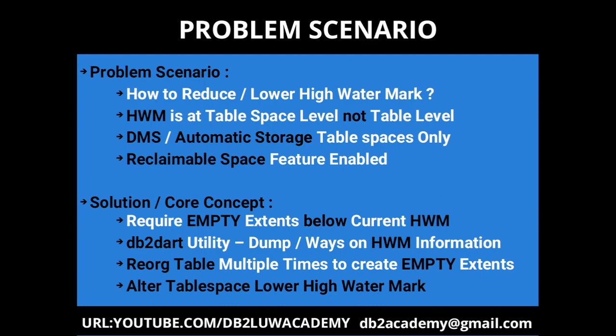The core concept to understand is that if you want to lower the high water mark, you require empty extents. You need to have empty extents below the current high water mark of the table space. So how do I know whether those empty extents are available? The simple way is to use the db2dart utility to dump the high water mark information. It will give you what the high water mark information is.